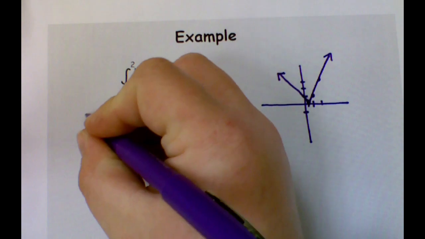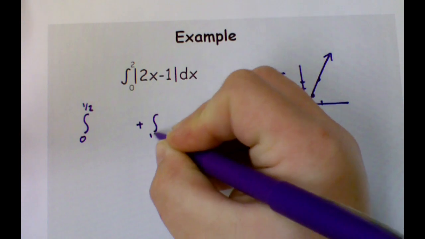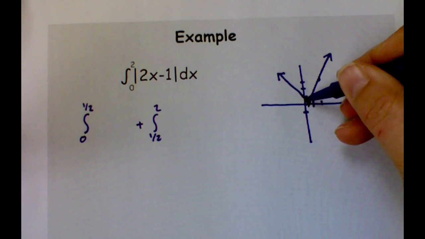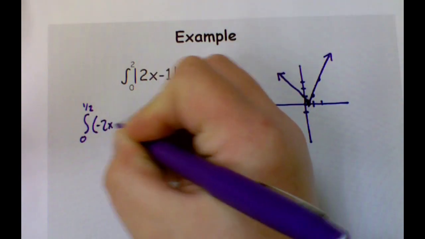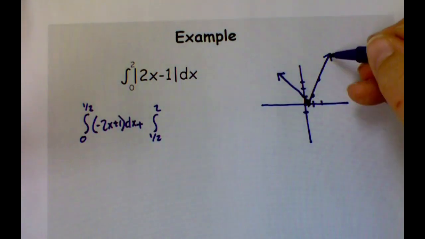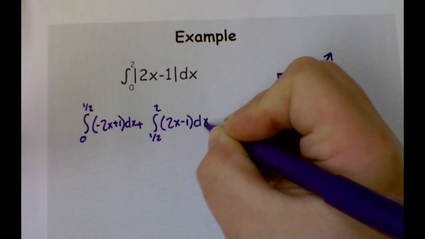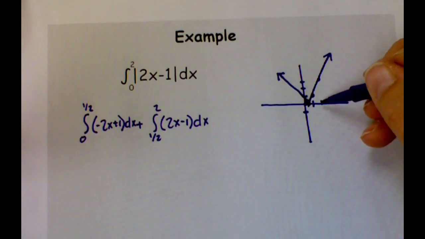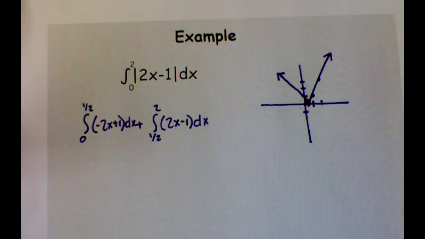So I need to break this into two intervals, 0 to a half and a half to 2. On the side from 0 to a half, I'm using the negative function, so that is actually negative 2x plus 1. And on the right-hand side, I'm taking the area of just regular 2x minus 1 dx. So we have to split that apart into two pieces because of the absolute value and the v shape.